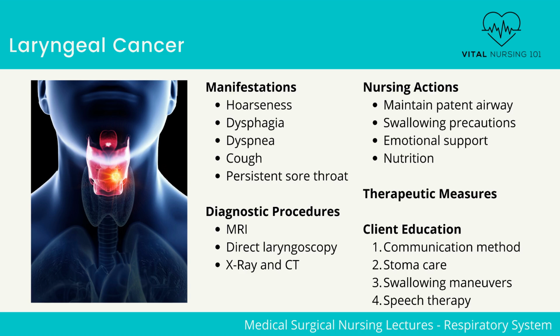Important nursing actions when caring for a patient with laryngeal cancer include the following. Maintain patent airway. Maintain swallowing precautions. Provide emotional support. Anyone with affected breathing will be extremely scared. The two common therapeutic measures are a partial or total laryngectomy and radiation therapy. Post-surgery client education includes deciding on a communication method, providing stoma care, teaching swallowing maneuvers and encouraging speech therapy.